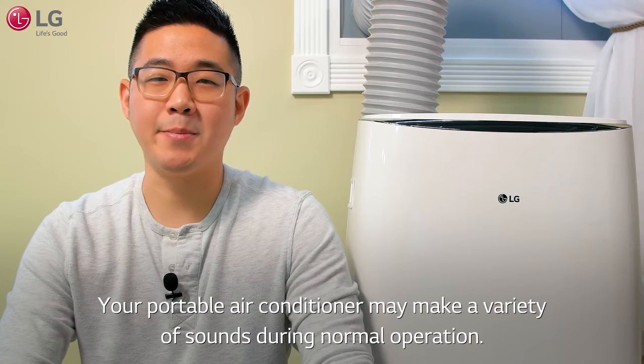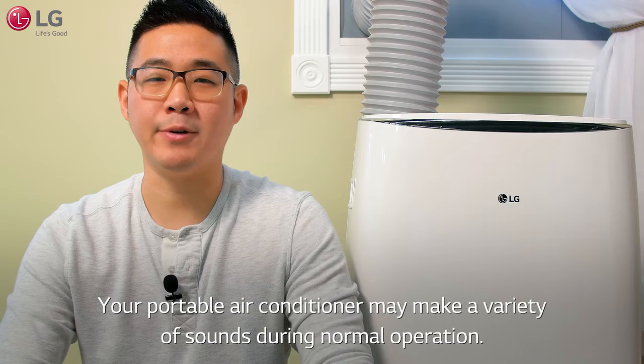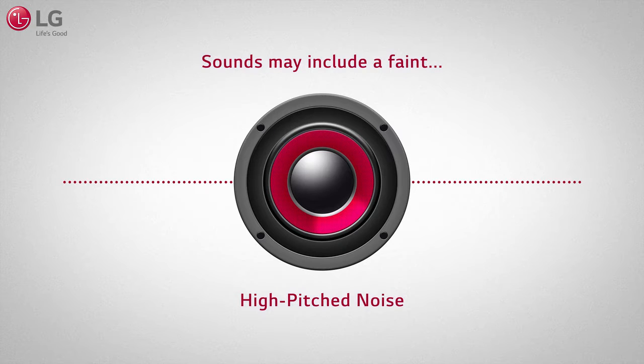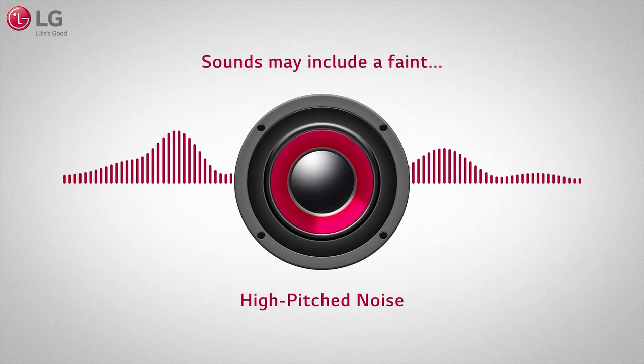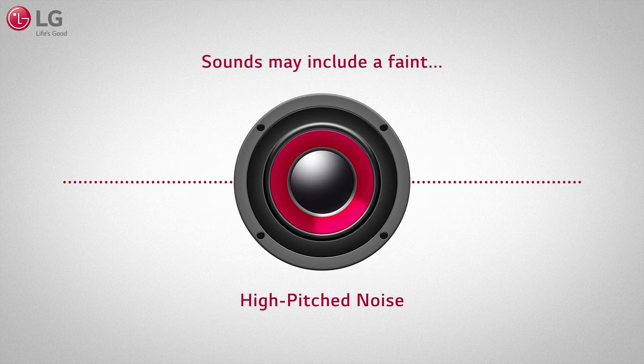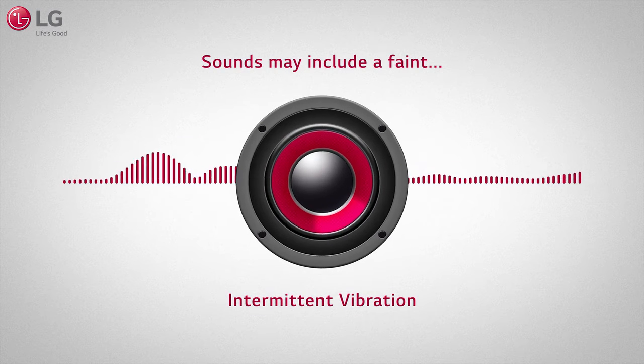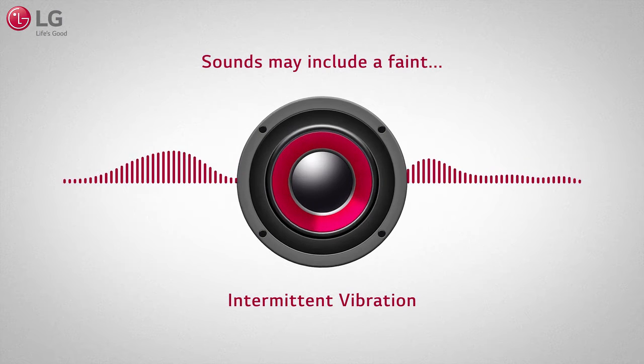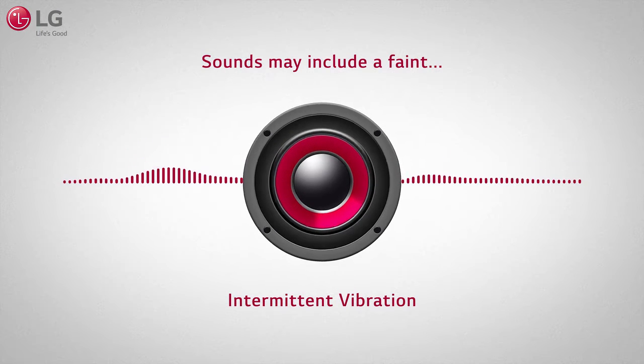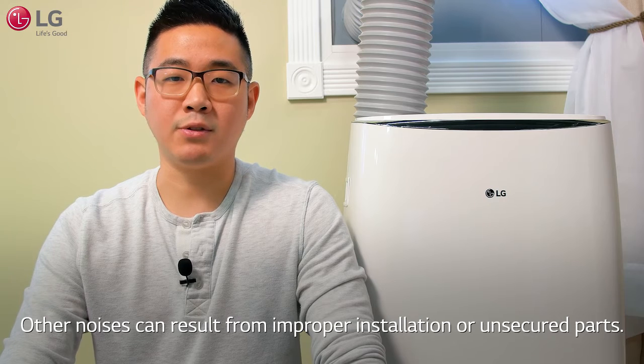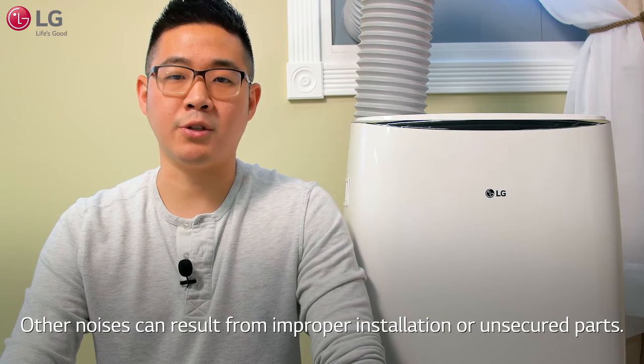Your portable air conditioner may make a variety of sounds during normal operation. Some of these sounds may include a faint high-pitched noise from the inverter, an intermittent vibration caused by the compressor, other noises can result from improper installation or unsecured parts.